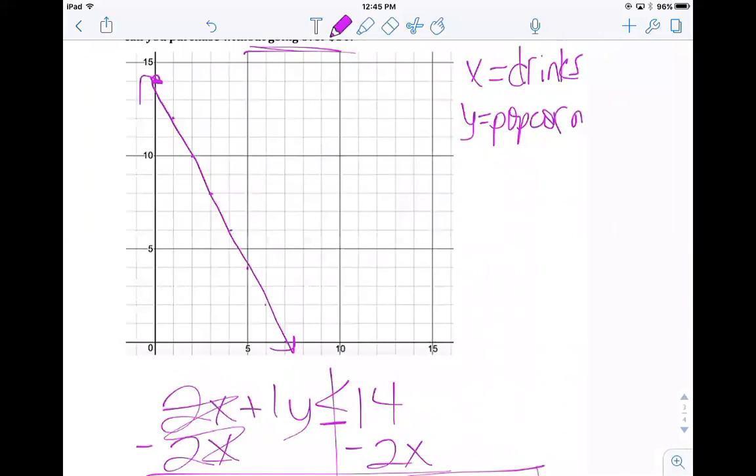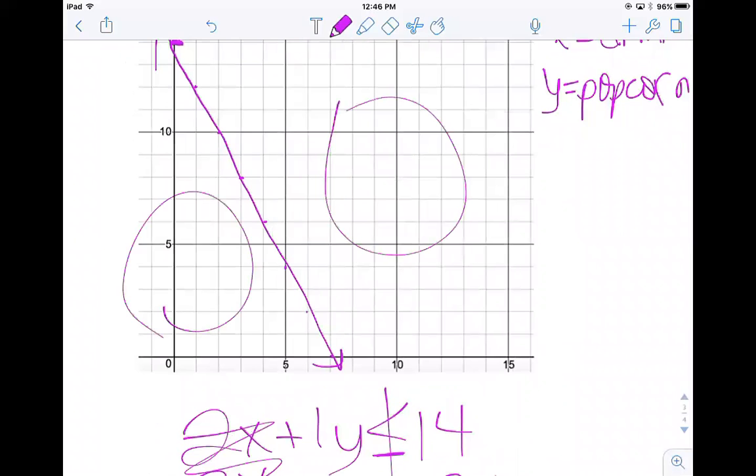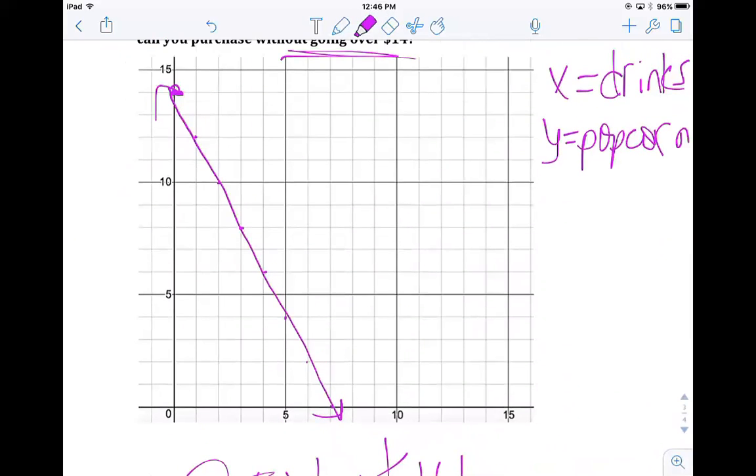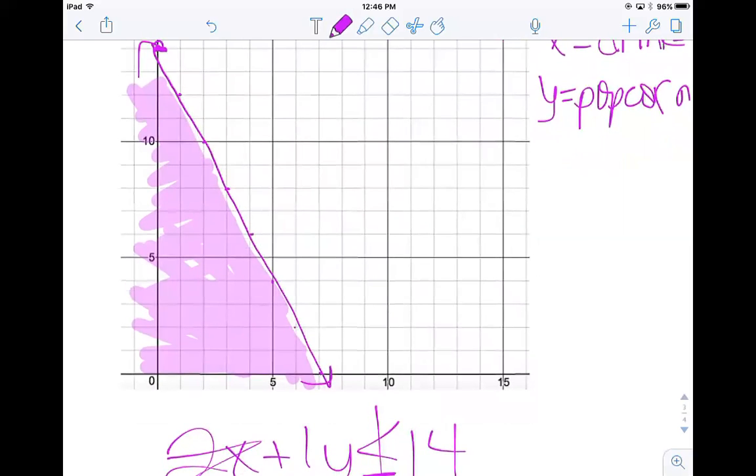So again, looking at your picture, we have a top part of the graph and we have a bottom part of the graph. If you take a look at our inequality, it says that y is less than or equal to. So that's going to be everything on the bottom part of our graph. So any of these combinations of drinks and popcorn, they could purchase and not go over their $14 budget. So you could say, oh, they bought, right here, this point there. They bought 2 drinks and 5 bags of popcorn. Or you could pick this point here and say 0 drinks and 10 bags of popcorn.